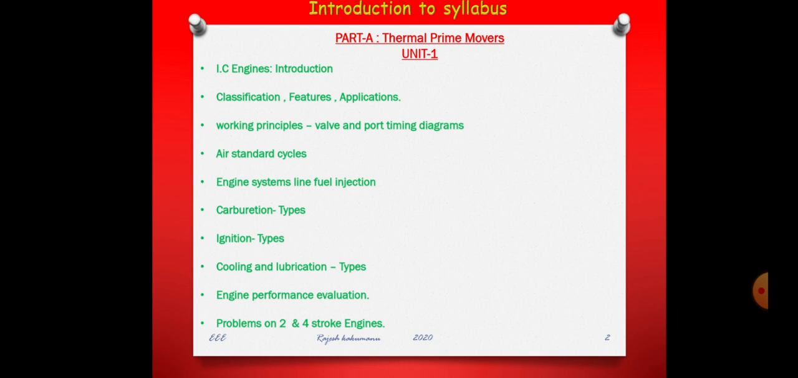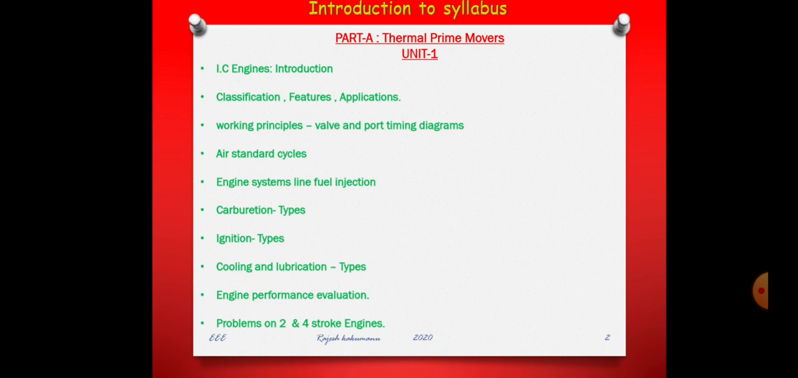Next, engine systems: fuel injection. For diesel engines, you generally have the fuel injection system, whereas for two-stroke and four-stroke petrol engines you have the spark plug, and for four-stroke diesel engines you have the fuel injection pump. We can see all types of fuel injection pumps in that section.